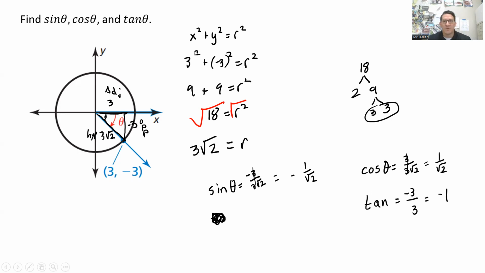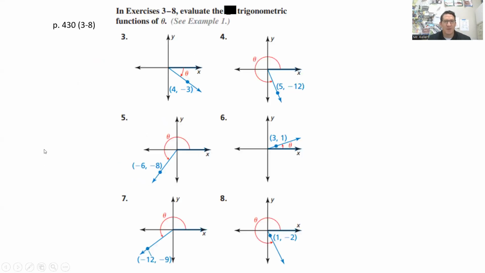And that will do it for this. The assignment, we are doing a quick book assignment. And then we will talk about unit circle in the next lesson. See you guys then.